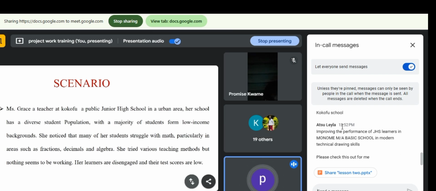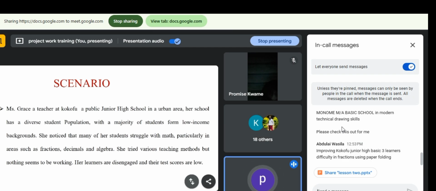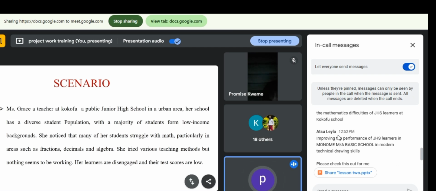Yes. Achu is also saying improving the performance of JHS learners in Momoni. Please, the school that I use is Kokofu, okay, in modern technical drawing skills. So actually, you are giving me a different topic here, but your topic seems nice and it's okay. But kindly limit yourself to the scenario on the screen. Kindly rewrite it again, I think it will be your assignment, so I'll come to that.